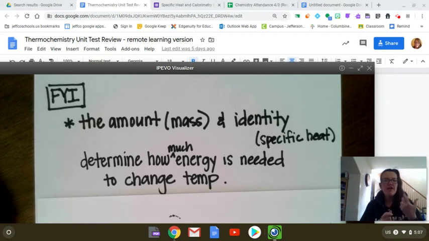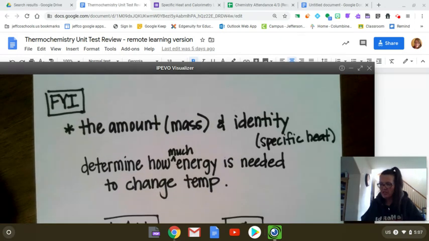Okay. The other thing that affects how much energy it takes to change the temperature is the amount of the substance that's present. And I think you guys all know this, right? For example, if I want to heat up a cup of water, it takes a couple of minutes. Whereas if I need to heat up a bathtub of water, like boil a bathtub full of water, that's going to take a lot longer. So the amount of the substance also affects how much energy is required to change the temperature.